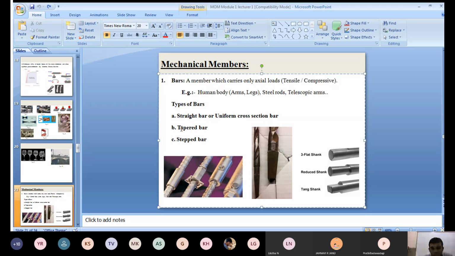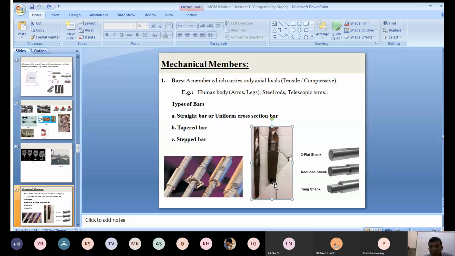The second one is the tapered bar. You can see the second figure here. This is called a drill bit. The shank of the drill bit has a tapering cross section, meaning the diameter is continuously decreasing, or from this end you can see the diameter, the area, is continuously increasing. That is called a tapered bar.